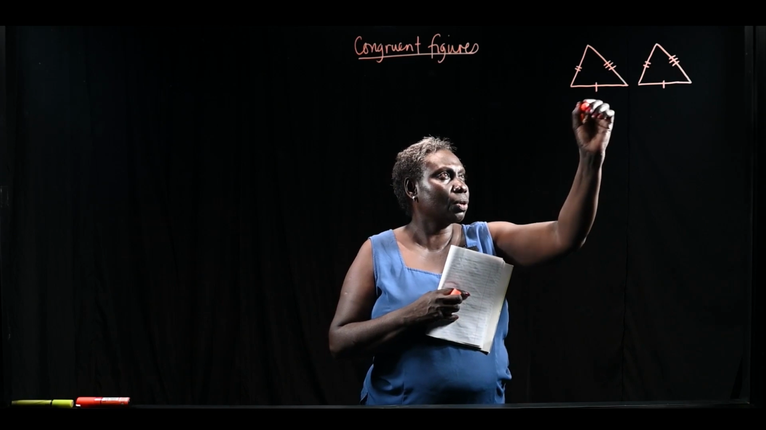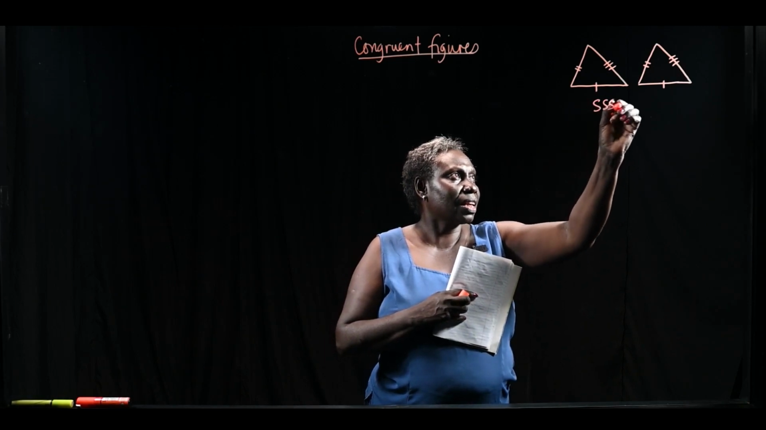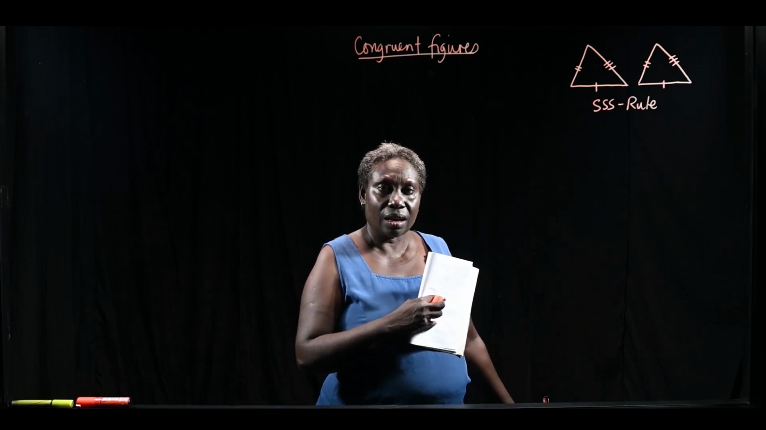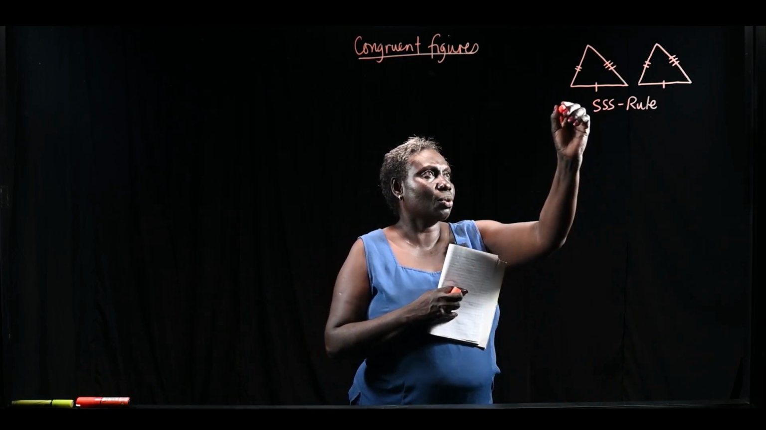So we use the rule SSS to identify that these two triangles are congruent. Okay, now let's go to the next one.